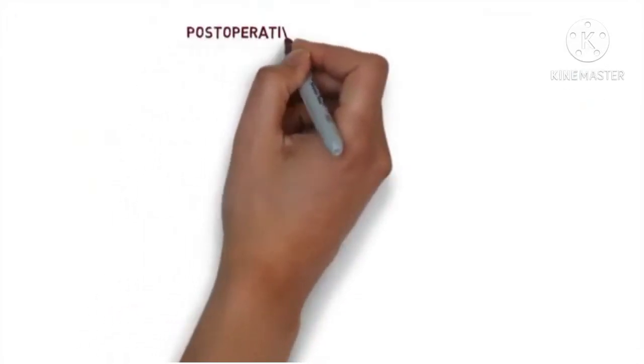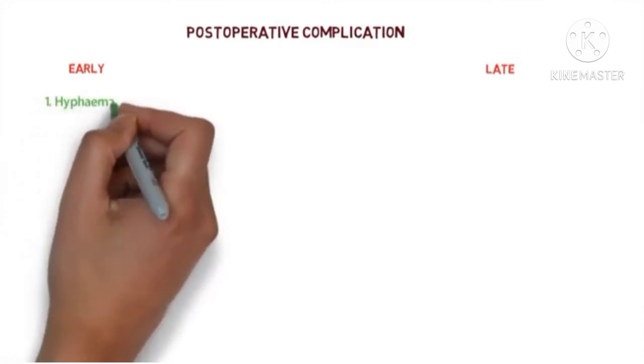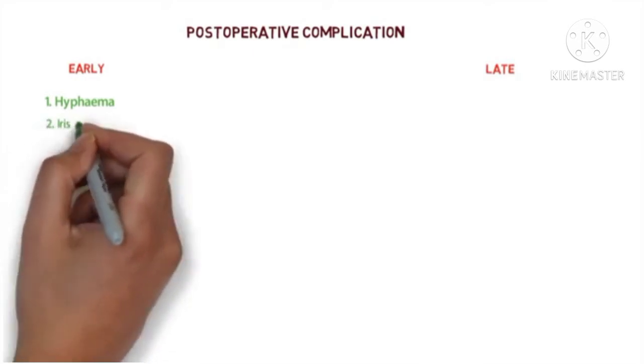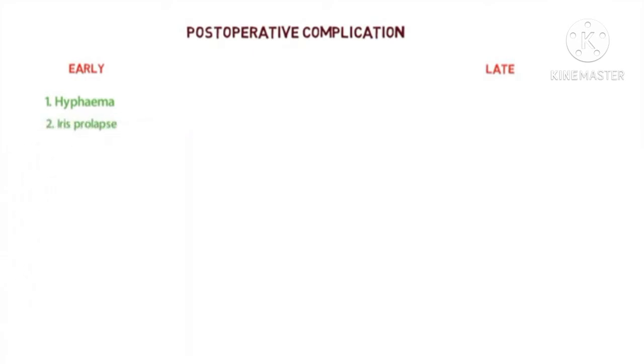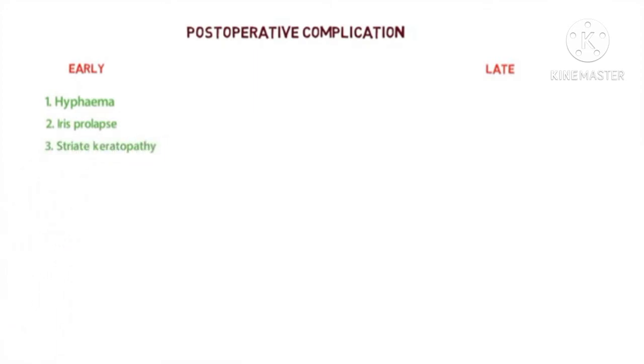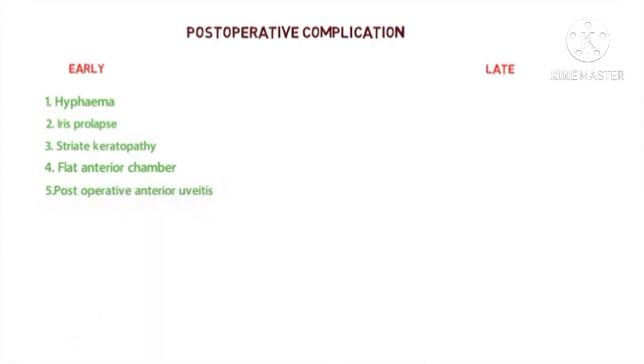Now we have post-operative complications, and there can be early post-operative complications or late post-operative complications. In early post-operative complications there may be hyphema, that is collection of blood in the anterior chamber. Then there can be iris prolapse, striate keratopathy, flat anterior chamber, and post-operative anterior uveitis, that is the inflammation of the uvea.